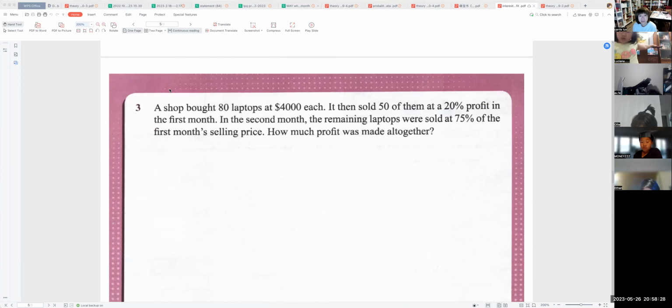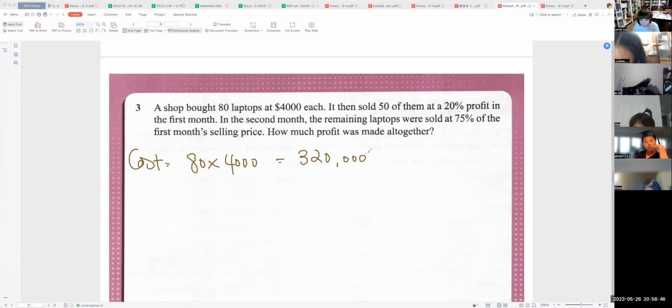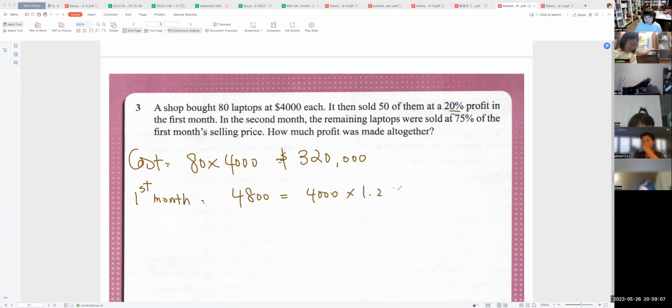A shop bought 80 laptops at 4,000 each, then sold 50 of them at 20% profit in the first month. OK，这个 shop 很有钱啊。开始的时候，它的 cost 是多少？320,000. That is the total cost. So the first month, he sold at 20%. 也就是说什么？他每一个电脑卖多少钱？卖4800 because it's 4,000 times 1.2, 20%, right? Equals 4,800.